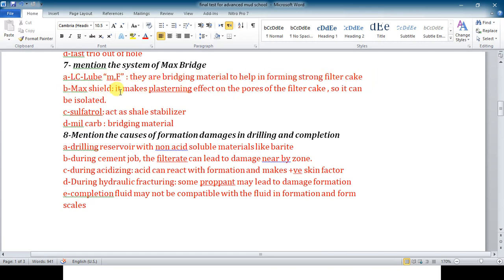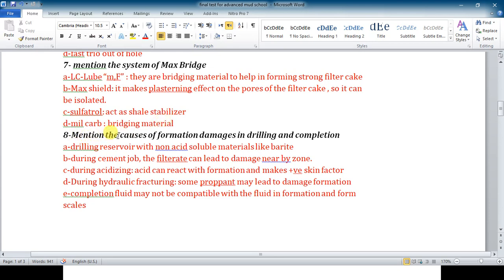The max shield makes a plugging effect on the pores of the filter cake, so it can isolate the formation from the open hole. Number C, something called sulfatrol, which acts as a shale stabilizer. And number D, milcarb, which is used as a bridging material also.